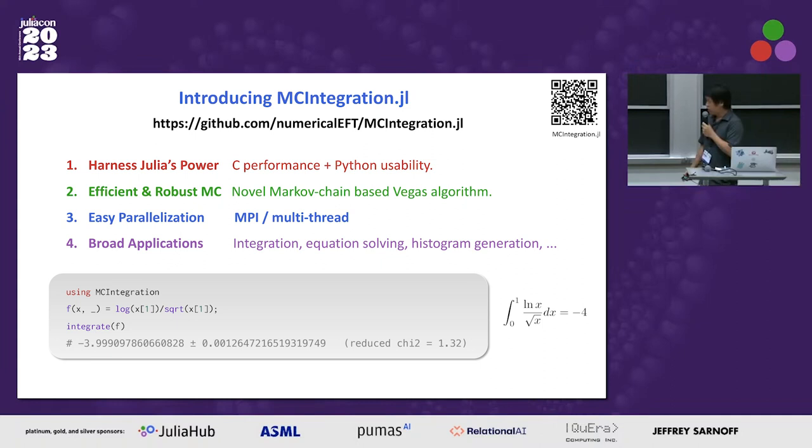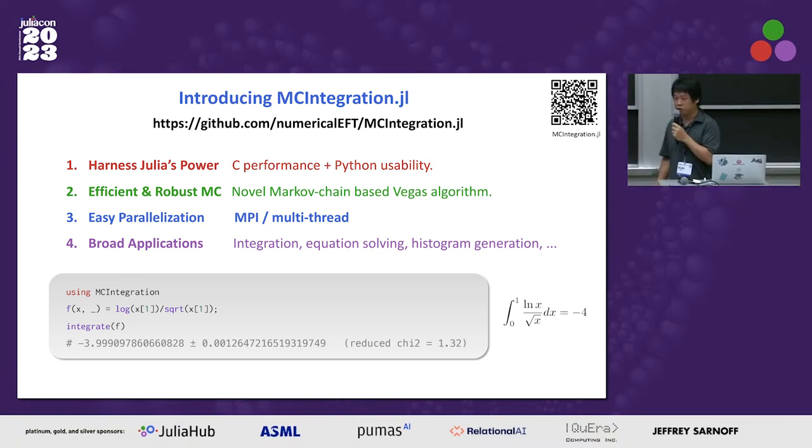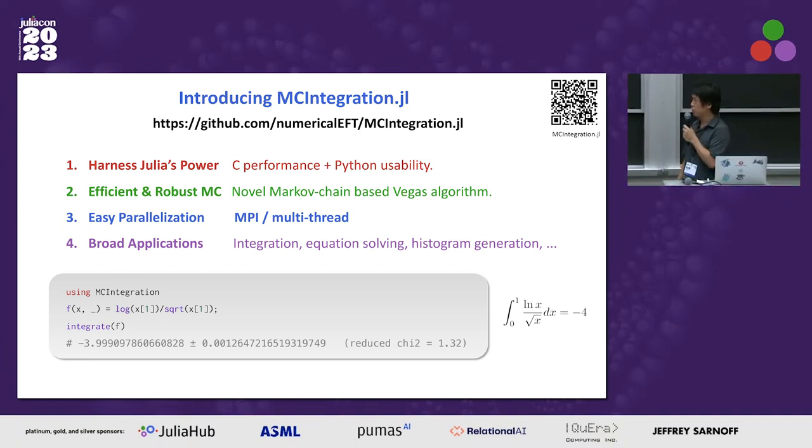So we use native Julia to implement a package to solve generic problems like that. Thanks to Julia's language features, our package achieves both performance and flexibility at the same time. We also implemented a couple of state-of-the-art algorithms to make sure the package is efficient and robust for generic high-dimensional integral problems. And we take parallelization seriously, so we support both MPI and multi-threading parallelization.